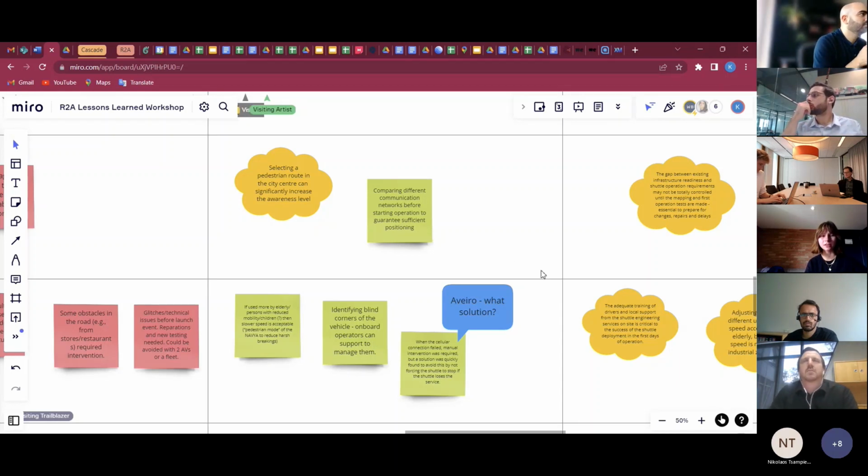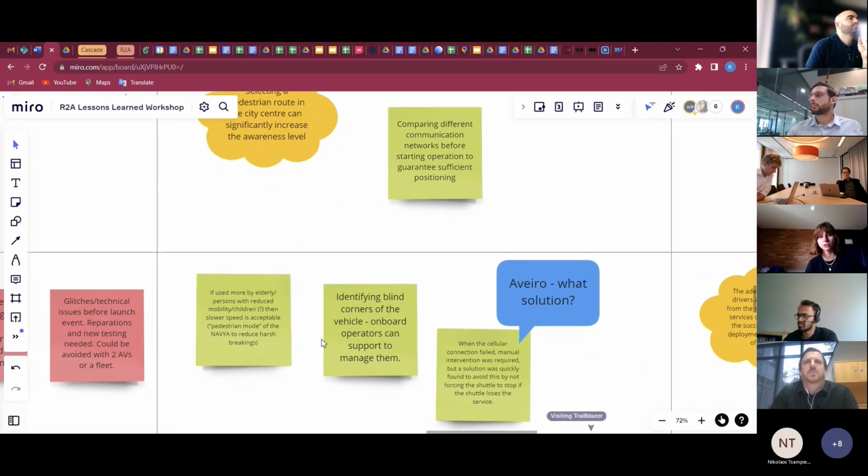The challenges with the low speed can be somewhat avoided if we are tackling specific target groups. So elderly or persons with reduced mobility, children, I put a question mark in the brackets because that's not the outcome of the pilot test, but there was just a brainstorming idea. So if we are targeting these target groups, then lower speed might be more acceptable. So also selecting the route which actually targets these target groups can be beneficial for the shuttle operation and also for the positive feedback.